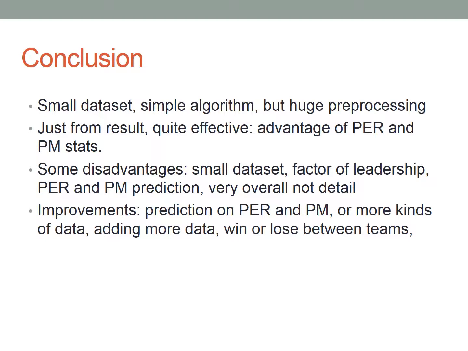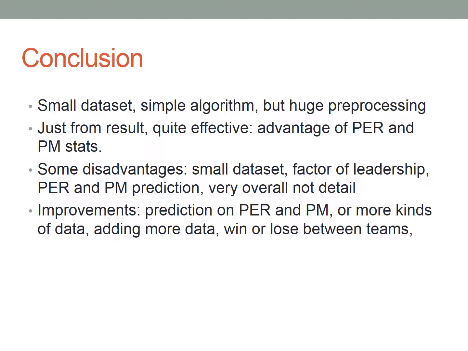So here are our conclusions. First, our model is obviously based on small data sets using a simple algorithm, but behind that we are actually also dealing with huge preprocessing of data. Why our data set is small is because the information on the NBA is really rare online and none of it is actually downloadable. So we have to copy and paste it and then categorize it and then calculate everything. And for our model, just from the result, it works quite effectively, which is really surprising, just based on that kind of small data set and using this simple linear regression.